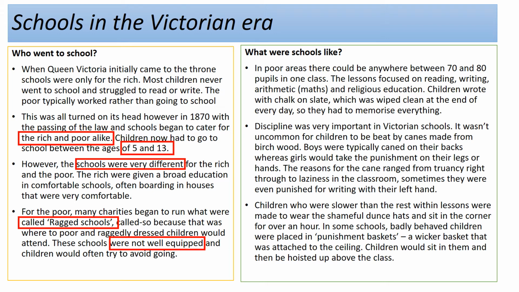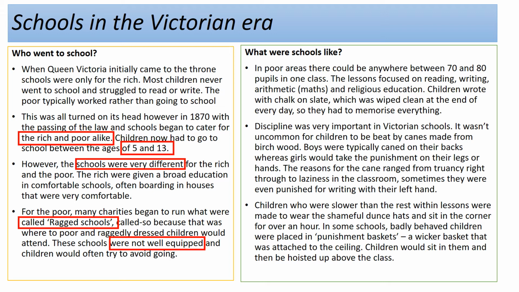Now in particular, those schools that were for poorer children were known as ragged schools, and often they were less well equipped and had vastly different experiences to those who attended the schools for the rich. Now that's the kind of school we're going to read about in a second, so that's an important thing to note down, that idea of ragged schools.